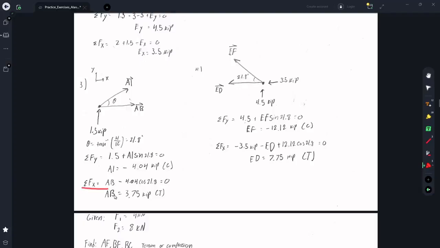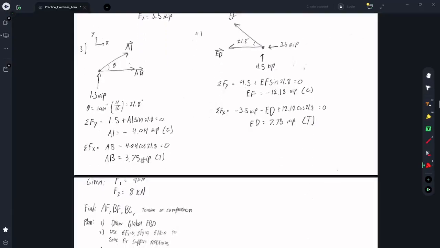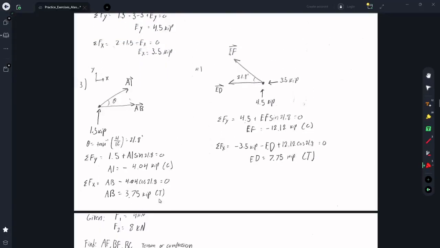And so then I did the sum of the forces in the x direction, which is AB plus the component of AI that also goes in the positive x direction. When we set this up, we assumed that everything was in tension, so things that are in compression are negative. So we still want to add this, but because it's negative, it ends up being subtracted, if that makes sense. Hopefully it does. But that's why it's AB plus this, which happens to be negative 4 point whatever. So doing that, we can solve for AB, which is 3.75, and because that's positive, that's in tension.